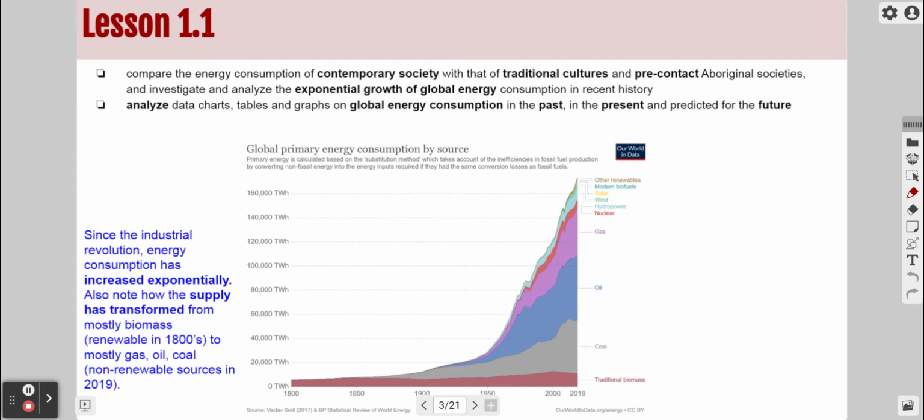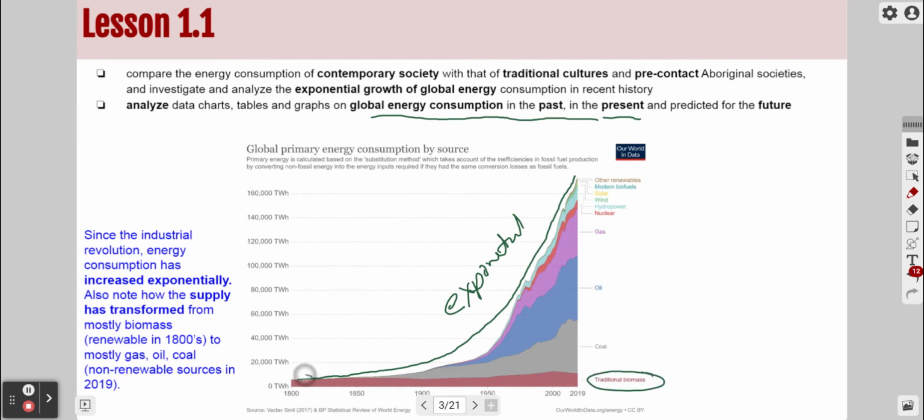Some of the key things that you need to be able to know is the difference between the global energy consumption in the past versus the present. And that we have seen in the past here. It's growing exponentially. So you can see in this chart, this is exponential growth, which is matching our human population growth as well. You also will see that early on in the 1800s, before the Industrial Revolution, the majority of the energy consumption was biomass. And when we talk about traditional biomass, we're talking about fuels like burning wood, that kind of thing.